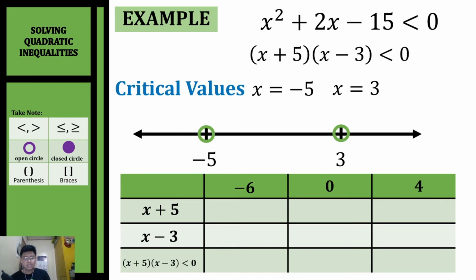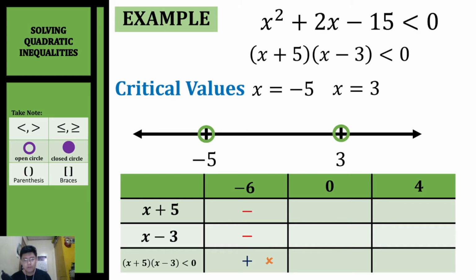So let's test our first contestant, negative 6. So substituting negative 6 to x plus 5, so negative 6 plus 5, we will get a negative sign. Negative 6 minus 3, we will get a negative result. Now let's multiply them. The result will be positive. Is a positive number less than 0? No. So, therefore, negative 5 to negative infinity will not be part of our solution.